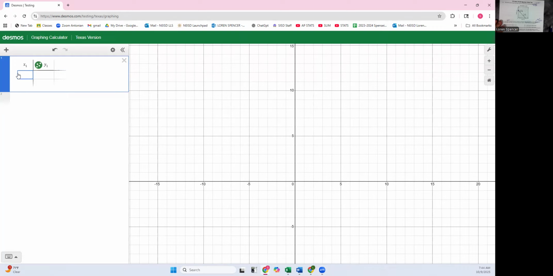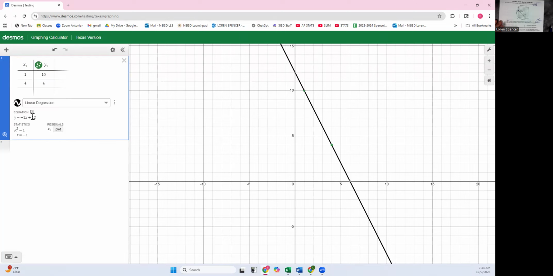I'm going to go, okay, we had a 1 and we had a 10, and we also had a 4 and a 4. All right, and if I press this little button here, hey, we get the equation y equals negative 2x plus 12. So that was our first equation. I'm going to write that down. Y equals negative 2x plus 12.